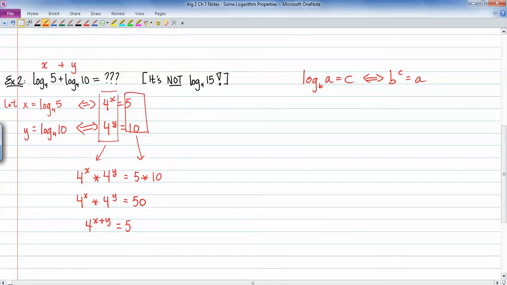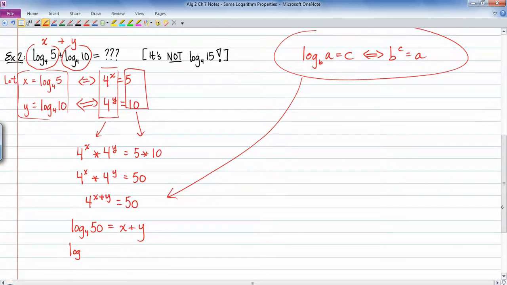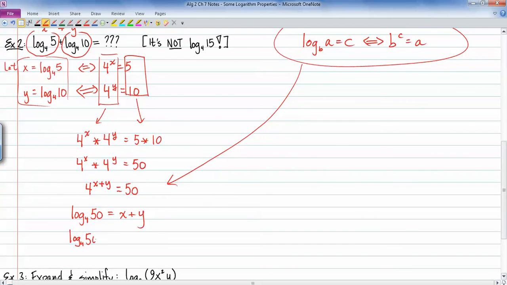That equals 50. And now I'm going to use this changing formula again, and end up with log base 4 of 50 equals x plus y. That's when I rearrange it. Well, remember, x is this, and y is this, because that's what we set up in the first place. So then that means log base 4 of 50, whoops, let me scroll down a little, is really log base 4 of 5 plus log base 4 of 10.